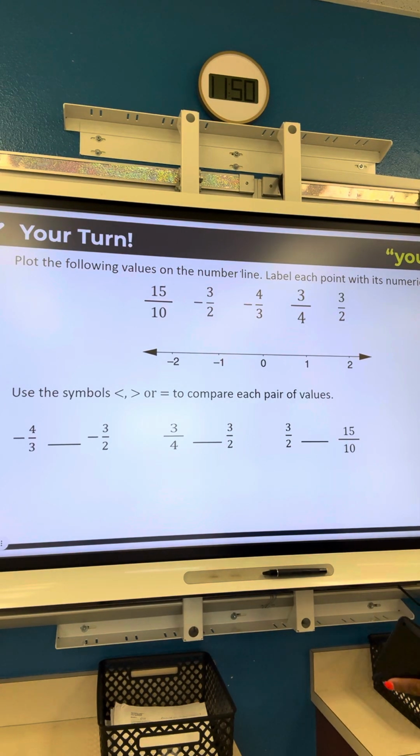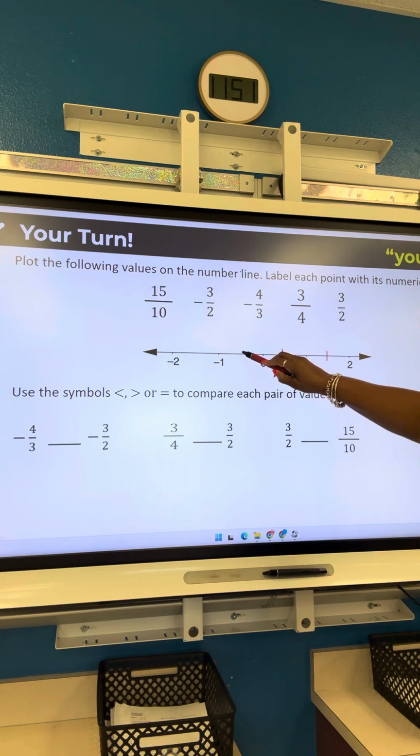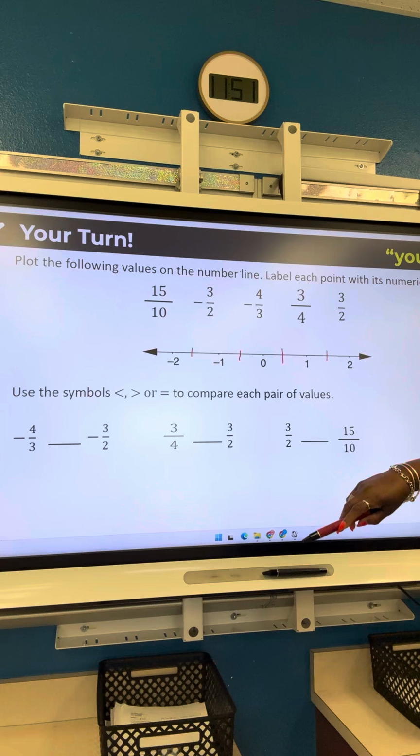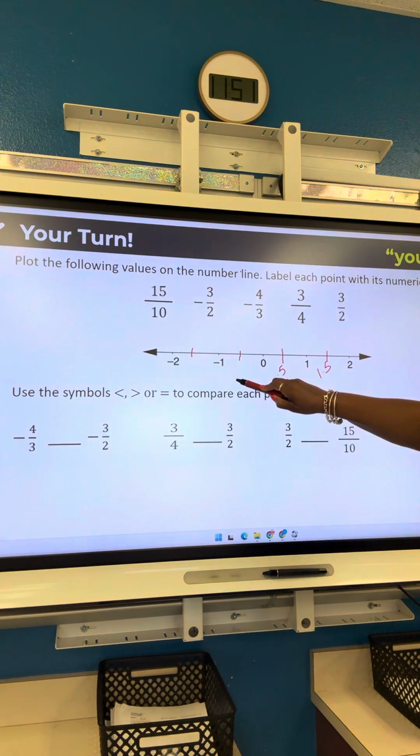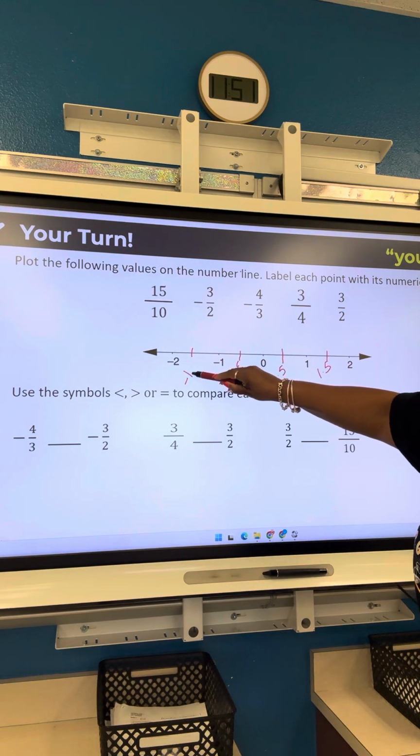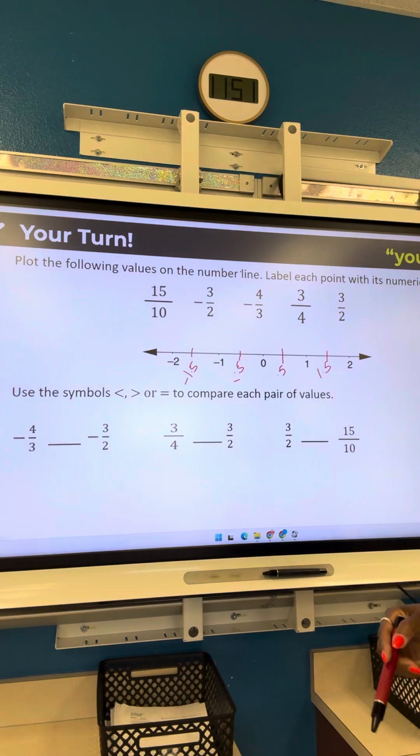Okay, so when we're trying to compare values of the numbers, the first thing we're going to do is what we originally did. We're going to put our tick marks in between each of these, and then I'm going to label them in halves like I did before. Negative 0.5, negative 1.5. And then we're going to change every fraction to a decimal.